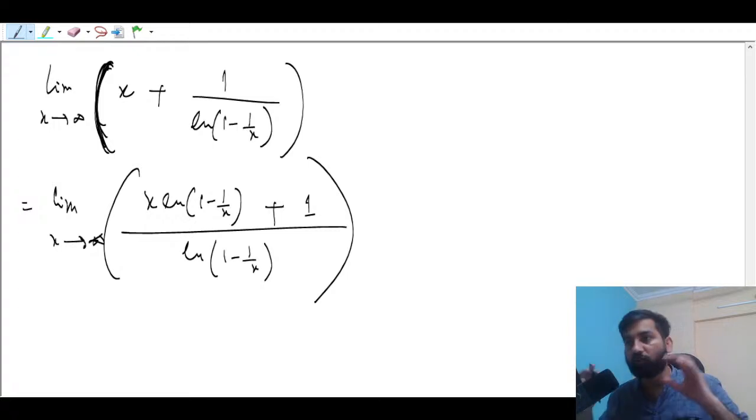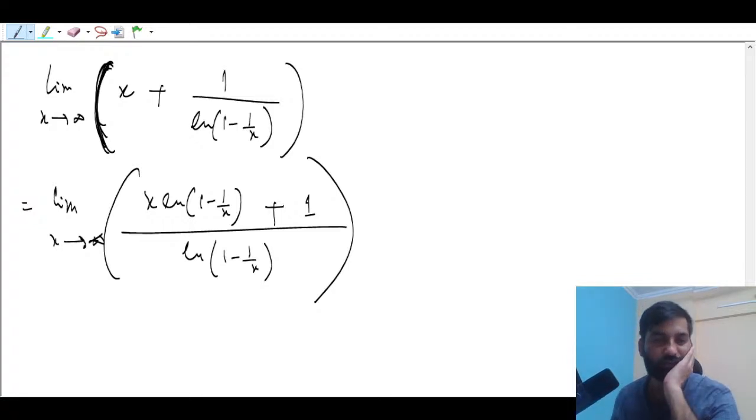So you see how powerful L'Hopital's rule is, right? You have any type of indeterminate form, but still you are able to apply it by converting into infinity by infinity or 0 by 0.